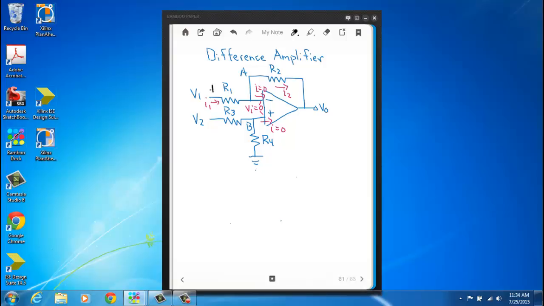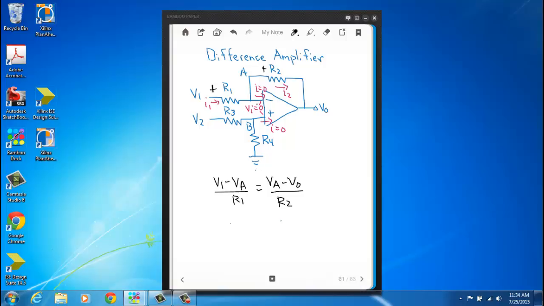So I'm going to write an equation here at node A using node voltage method. So I1 in terms of voltage would just be V1 minus VA over R1, and that would just equal VA minus V0 over R2.